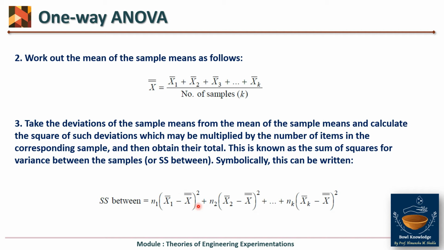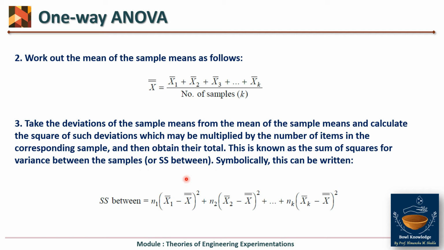So we have to calculate such deviation for every sample and multiply it by the number of items in the corresponding sample. Now if every sample has the same number of items, then you can take it common. Otherwise, if there are multiple samples and the sample sizes are different, that's why this is the formula, having every sample size associated with every deviation. So be it constant or variable, you have to follow this formula. This is the formula for the sum of squares of variance between samples.